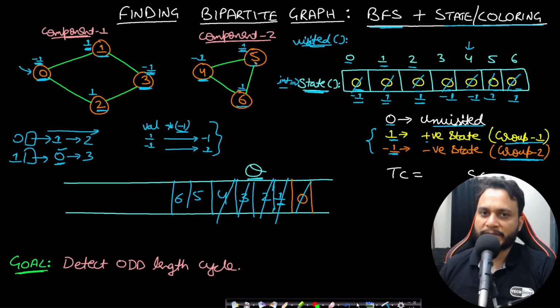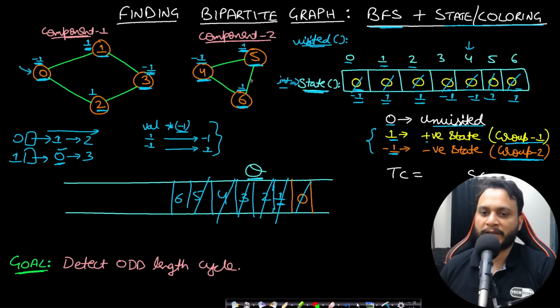And now we will be processing the next node, which is 5. Take out this 5. If you take out this 5, check out the adjacent values 4 and 6. What is expected at 4? If the value is 1 at 5, it is expected to have -1, and it is fine. And at 6, it is expected to have -1, but there is 1. So this means there is an odd length cycle, and therefore this is not a bipartite graph. Okay, this is not a bipartite graph.